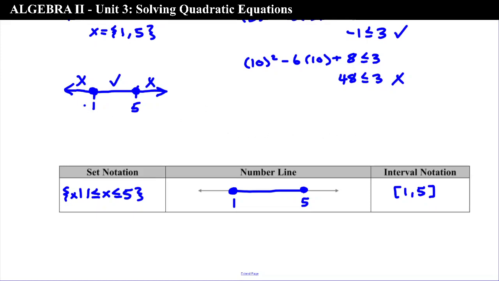And I should say -1 here. Actually, no, it is 1. It is 1. Okay, so that is the solution to that. Let's move on to the next example.